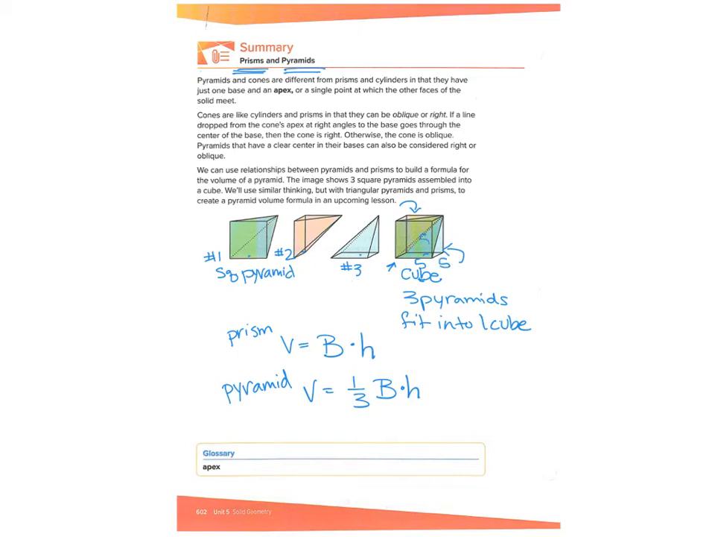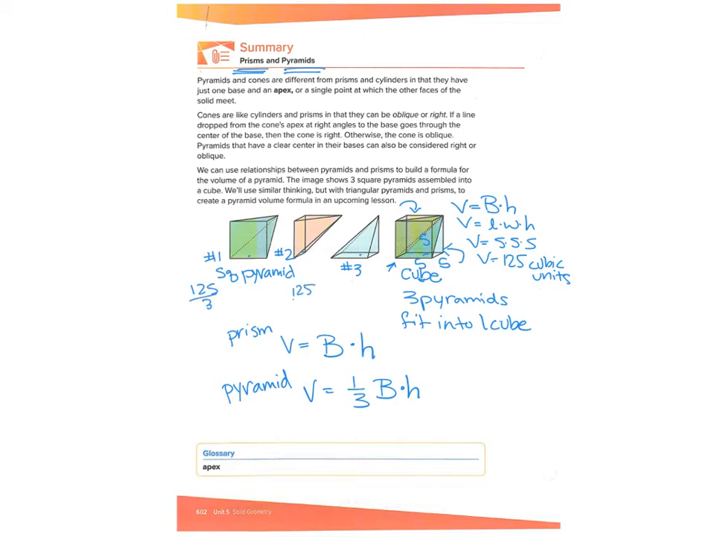by 5 by 5, I know the cube's volume is big B times H, and big B is just a square. It's the length times width times height. And so 5 times 5 times 5, my volume would be 125 cubic units, or units cubed. So technically then, each of these pyramids would be whatever 125 divided by 3 is.